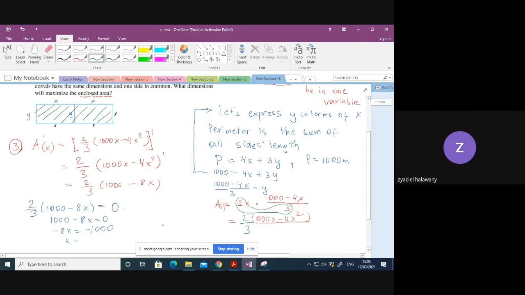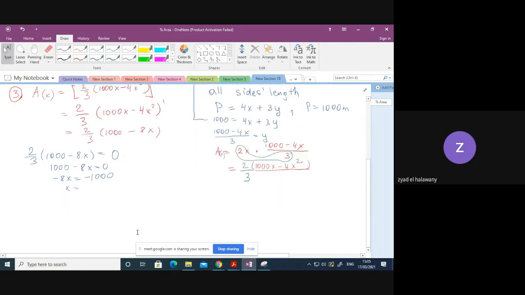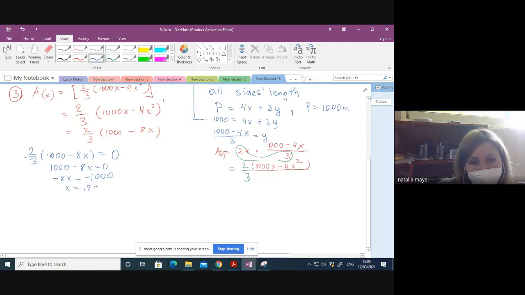Divided by 8, x equals negative 1000 over negative 8, which is 125, probably. 125. No? Yeah. That's 125.